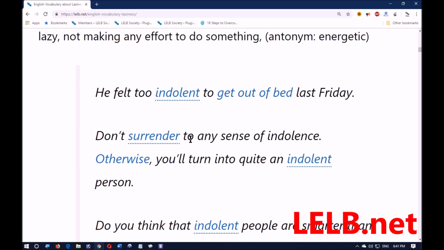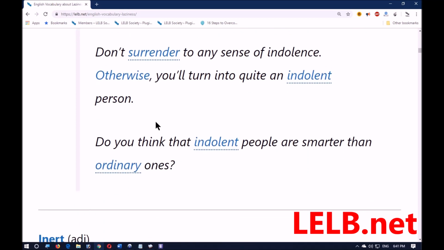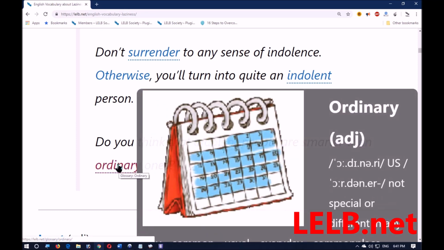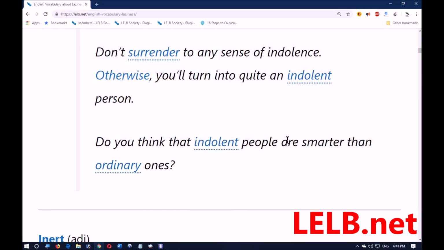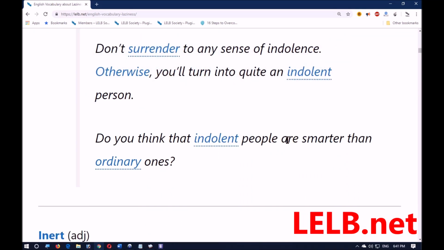To any sense of indolence, otherwise or else, you will turn into or become quite an indolent person. Do you think that indolent people are smarter than ordinary ones? Ordinary means common, usual, not special at all. So do you think that they are smarter than ordinary ones?